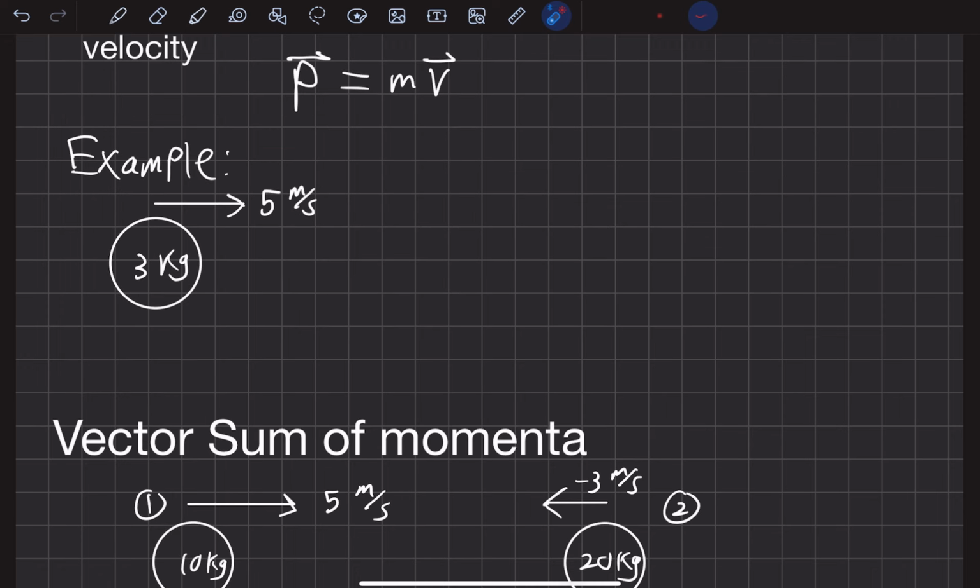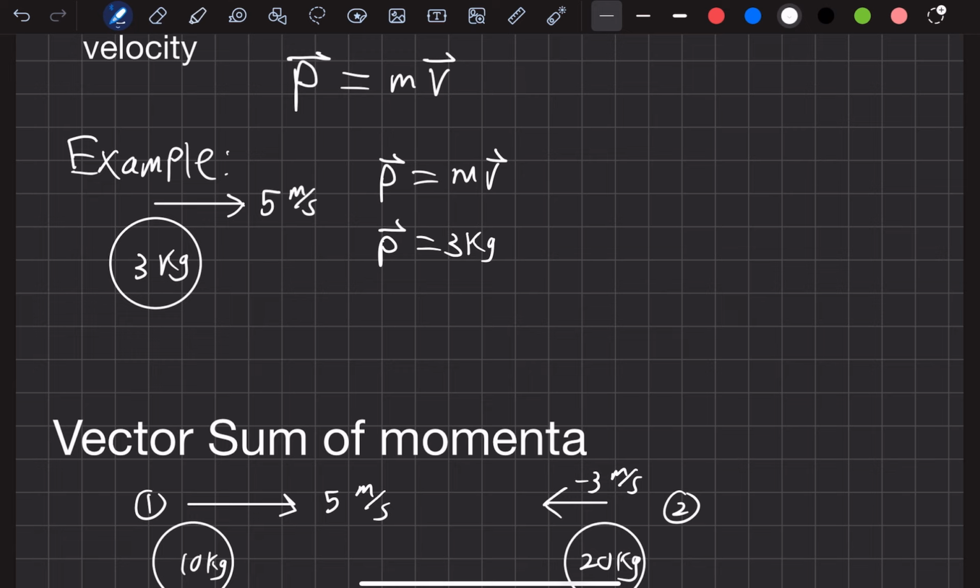Let's take a look at an example. This is a really simple one. Here we're just going to be applying this equation. So we have the momentum is equal to the mass times the velocity. So momentum is equal to, and I'm going to keep the vector notation for right now, we have 3 kilograms mass, and then we're going to multiply by the velocity.